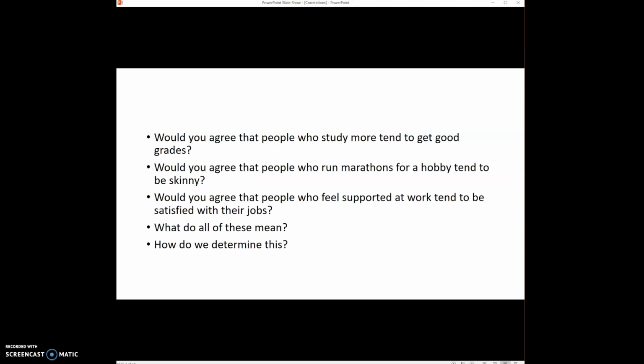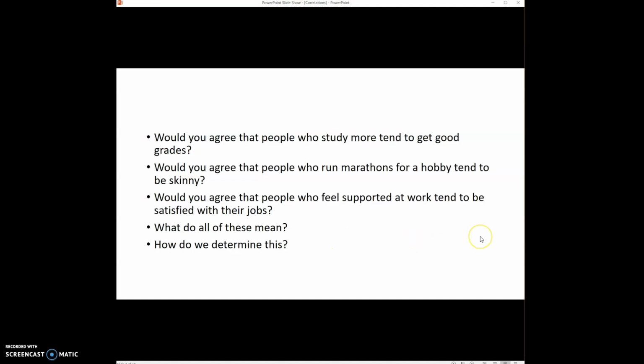So consider this. Would you agree that people who study more tend to get good grades? Would you agree that people who run marathons as a hobby tend to be skinny? Would you agree that people who feel supported at work tend to be satisfied with their jobs? So what does all this mean? If we think that might be true, that people who study more tend to get better grades, and people who run a lot tend to be skinny, and if you feel supported at work, you tend to be satisfied with the job, those are things that might be correlated to one another.